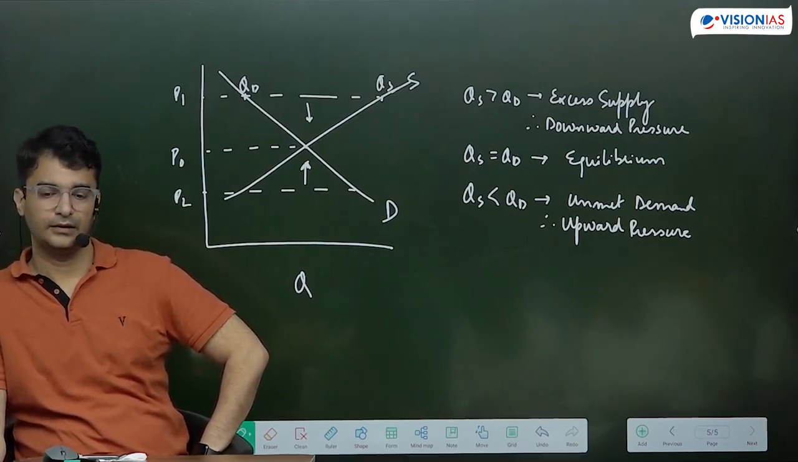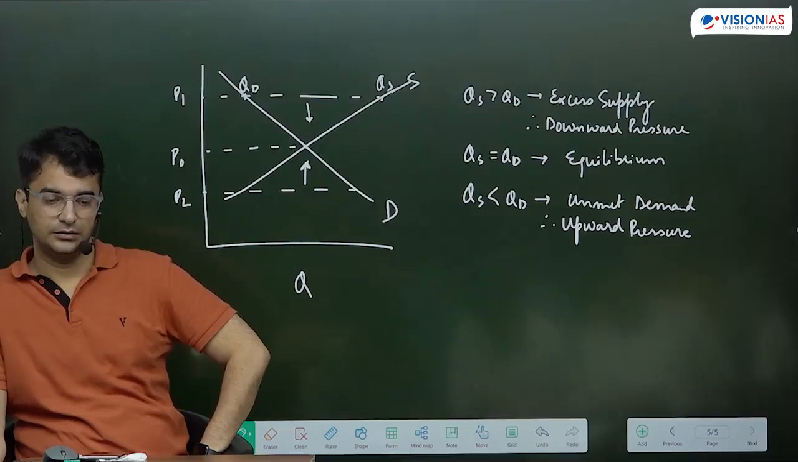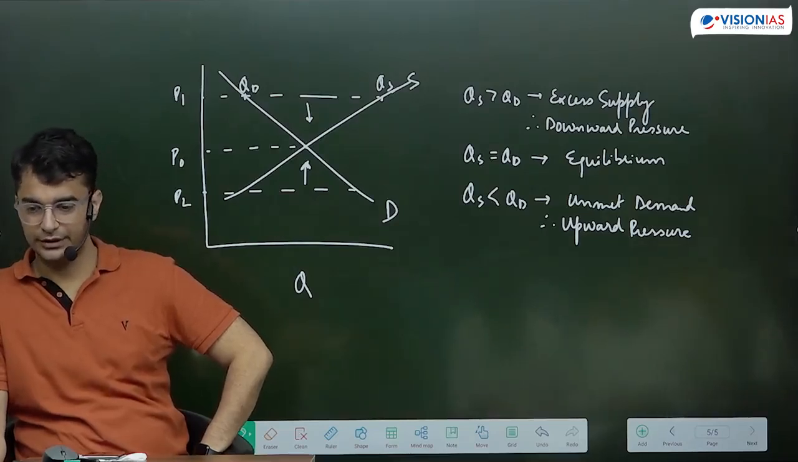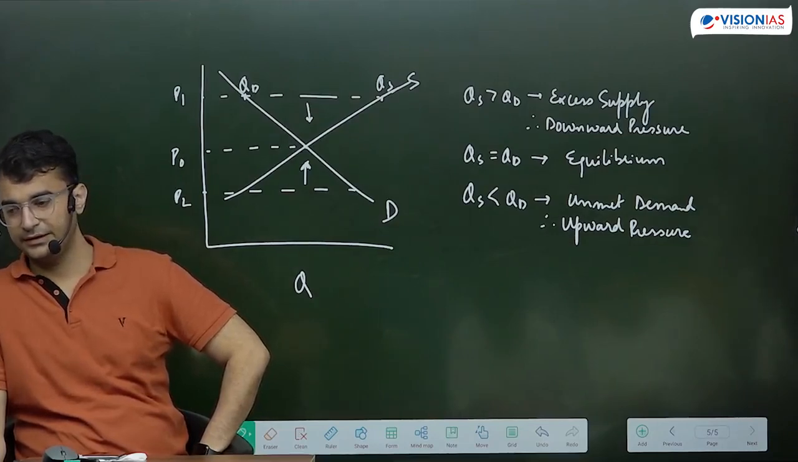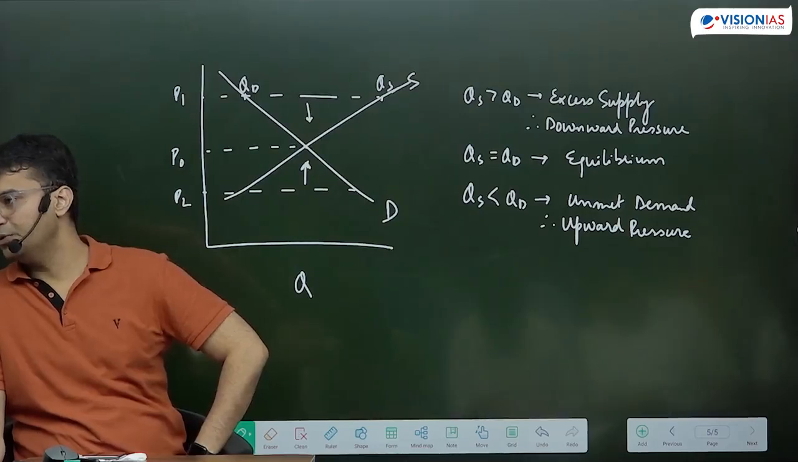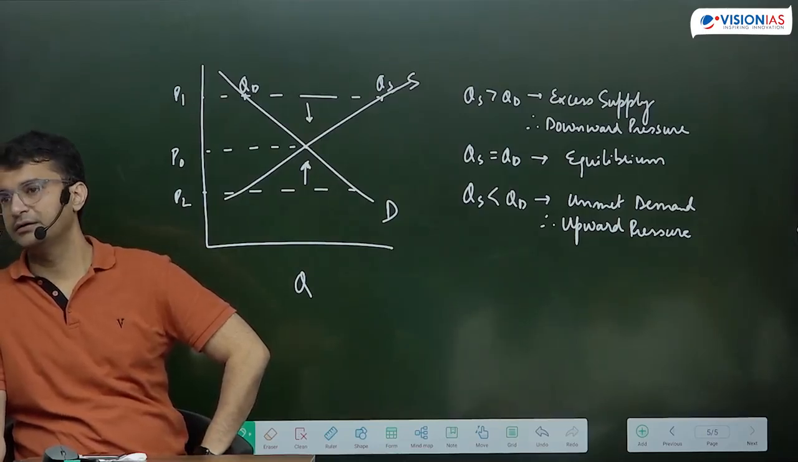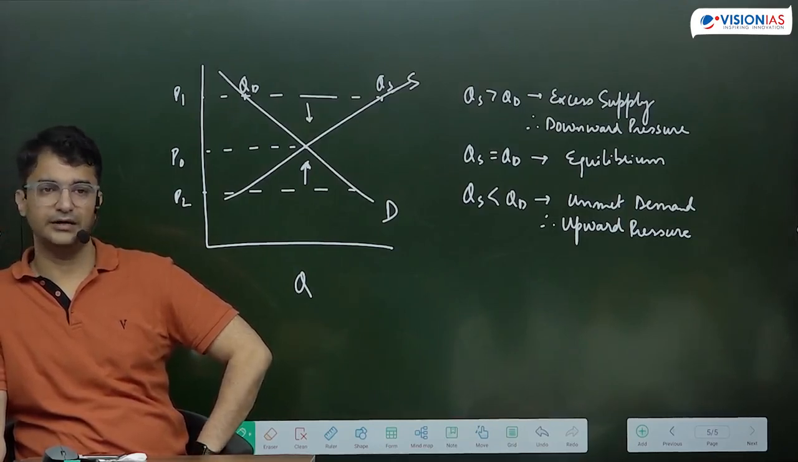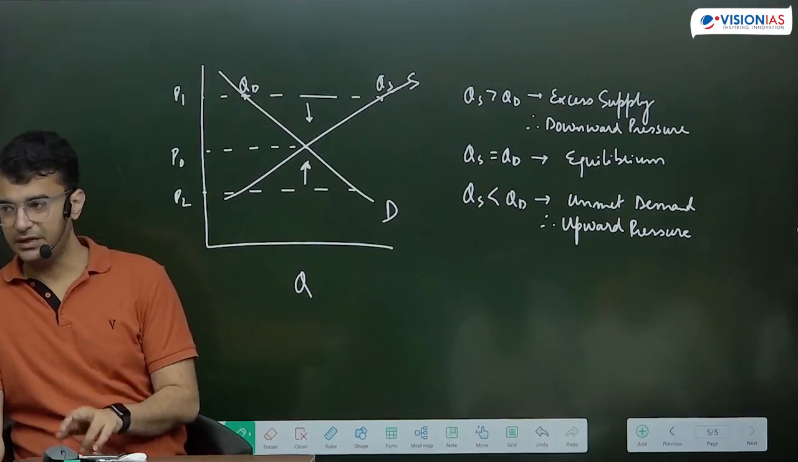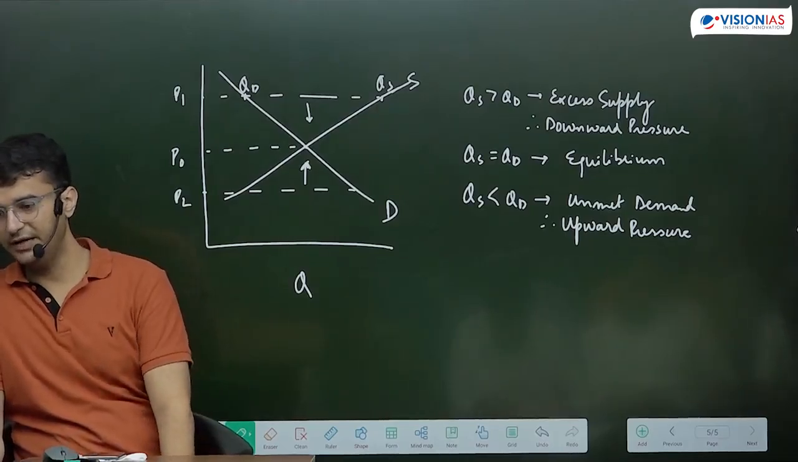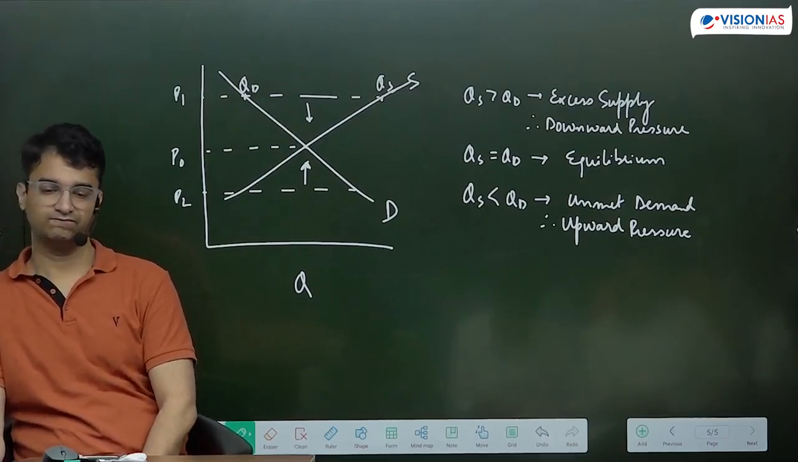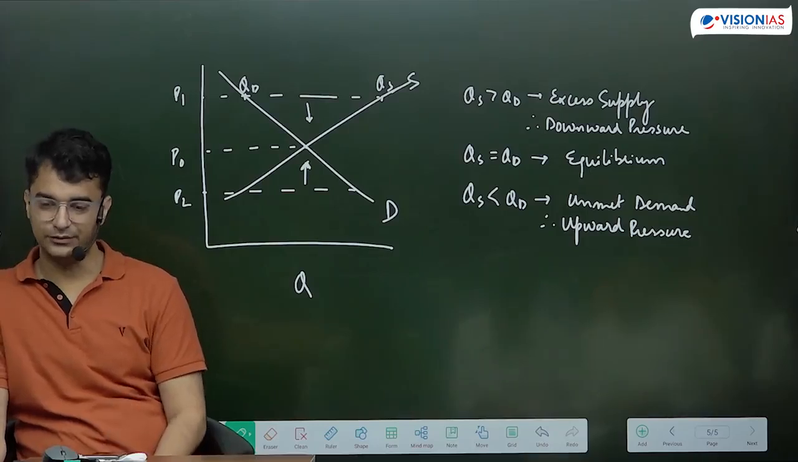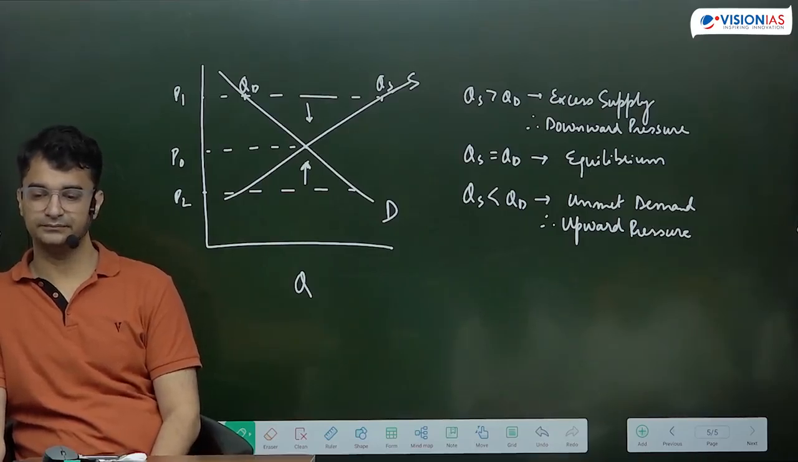It would continue till there is no unmet demand. That is, QD becomes equal to QS. That is at P0.